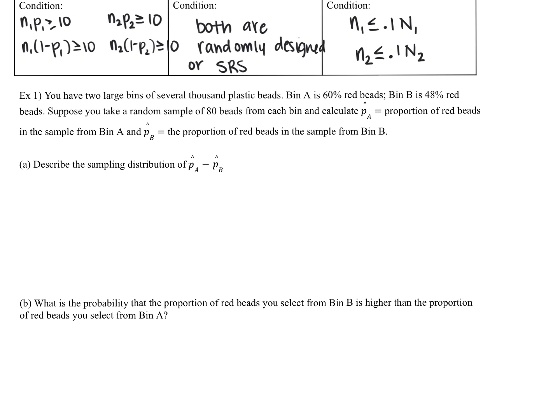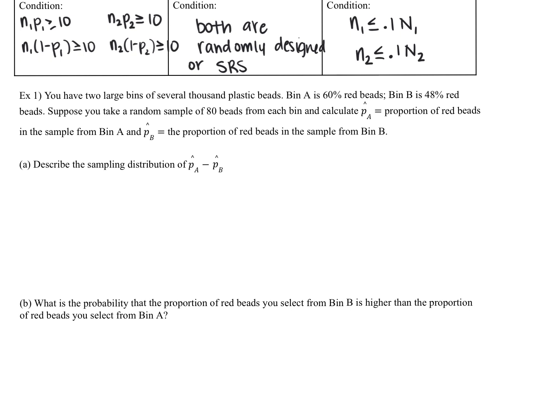So we want to describe the sampling distribution for the difference in proportions between our two bins. When it says describe the sampling distribution, we want to check that it's random, independent, and normal. So we want to check our shape, our center, and our spread.